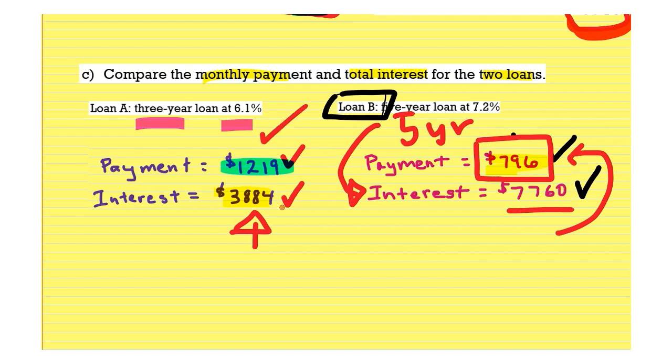Do I want a higher payment and less interest? Can I afford the higher payment and therefore get less interest? Or do I need the lower payment? So those give you the options that are available to you.